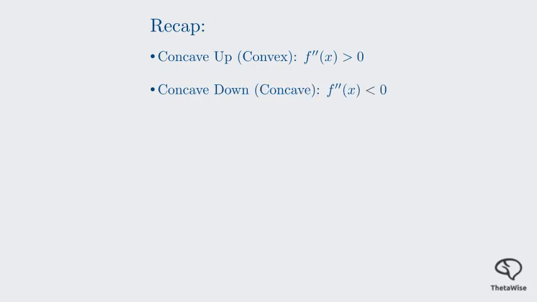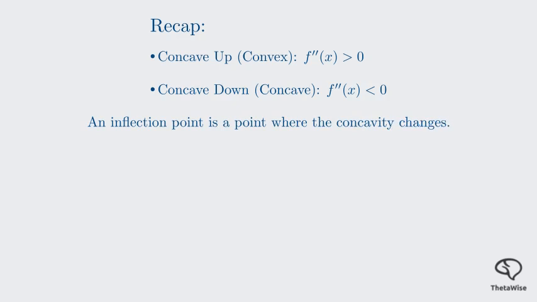Let's recap what we've learned today. We defined concave up as a graph that holds water and concave down as a graph that spills water. We saw that a function is concave up when its second derivative is positive and concave down when its second derivative is negative. We also learned that a point where the concavity changes is called an inflection point. Understanding concavity is a powerful tool for analyzing the shape of a function and is a fundamental concept in calculus and optimization.